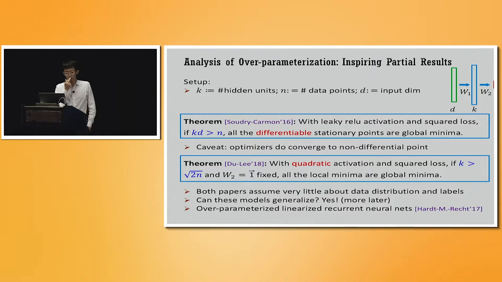Just to mention, if we consider recurrent networks and we linearize them, we can also see, from the mathematical point of view, that overparametrization has a benefit in optimization.